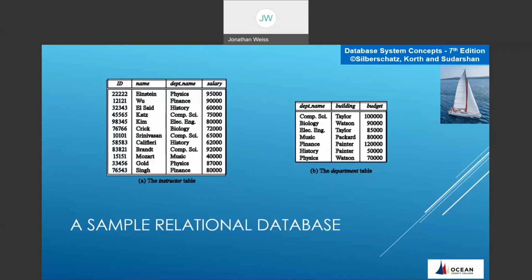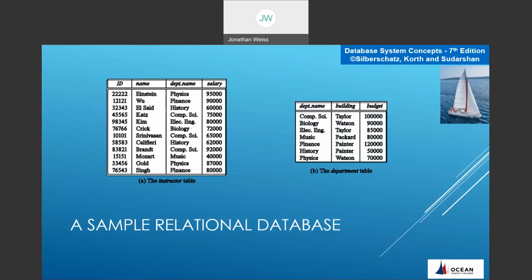All right, but let's look at two tables here. Here we have an instructor table, and here we have a department table. We see that the attributes of the department table include a department name, a building, and a budget for the department. Why are these two tables instead of one table? Why don't we just put this in one table?